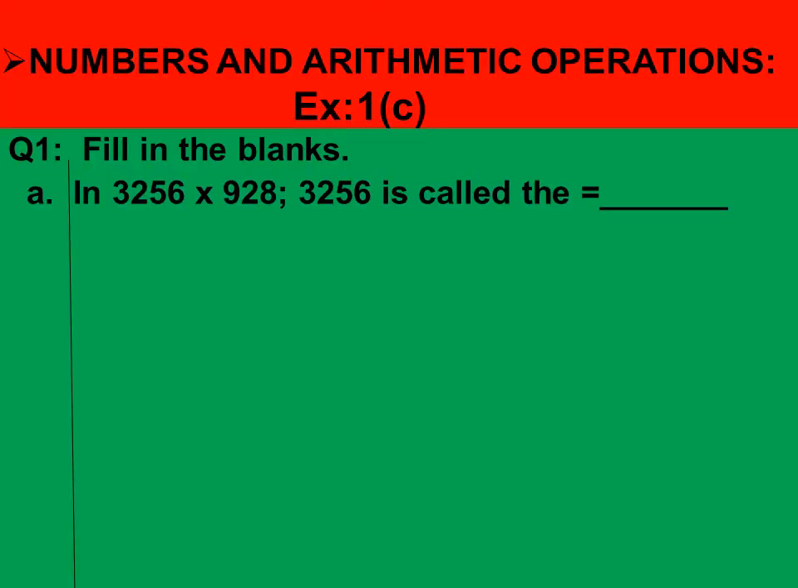Dear students, question number 1 of exercise 1C is fill in the blanks. Okay, now let's see its part A. In part A, two numbers are given with multiplication sign, in which the first number, that is 3256, is called the dash. When we multiply the two numbers, the larger number will be our multiplicand. Okay, so the number 3256 is called the multiplicand. Now we will move to the next part.